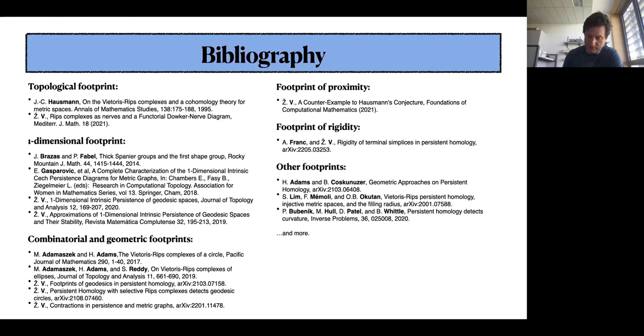In this paper, they connected filling radius with the death time of the fundamental class of a manifold. So that actually gives you the death time of a two-dimensional bar in our major torus example. So that clears that up. And there are other papers, for example, talking about how curvature can be detected and so on. So that's it from my side.